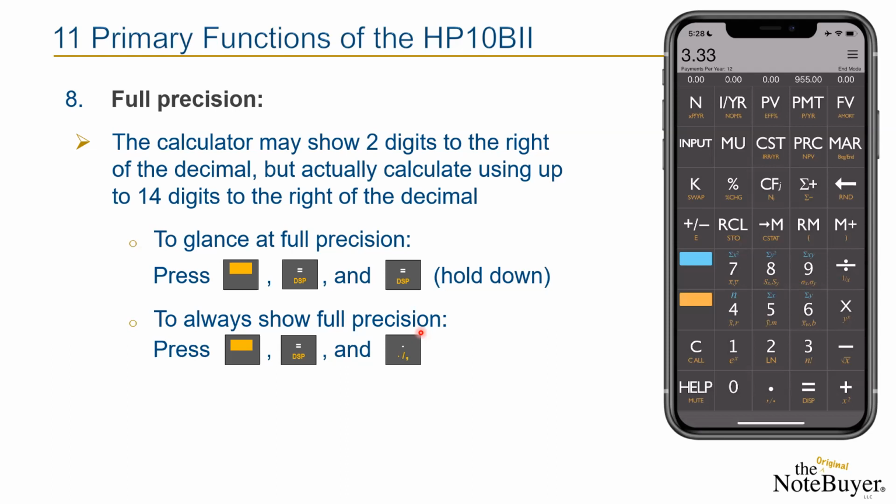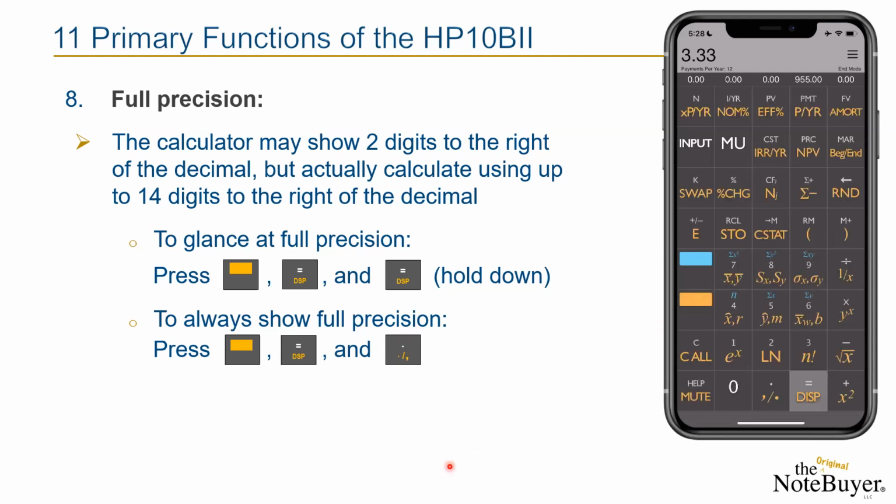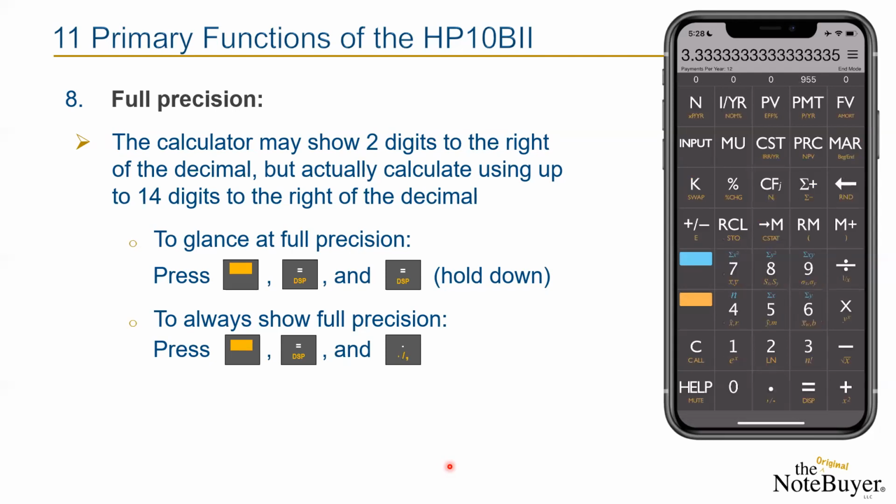But if you want to always show the full precision, then what you're going to do is hit Shift, Display, and then the decimal. And notice it keeps that number up there. Then you can always know whether you're using the full precision or not, okay? And now I'm going to go back to Shift, Display, 2.